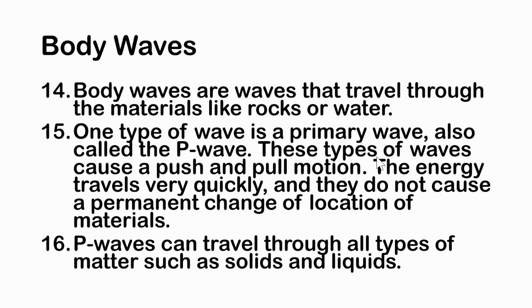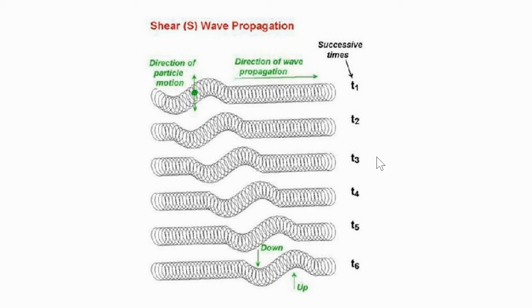Okay, so S wave, sometimes called a shear wave, sometimes called a secondary wave. And this would be like taking a slinky and moving it side to side, or taking a rope and throwing one end of the rope up and just watching it travel down. And as time goes on, you will see this transfer of energy go down the wave.